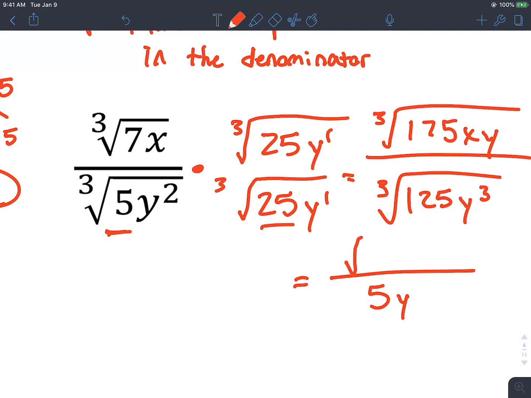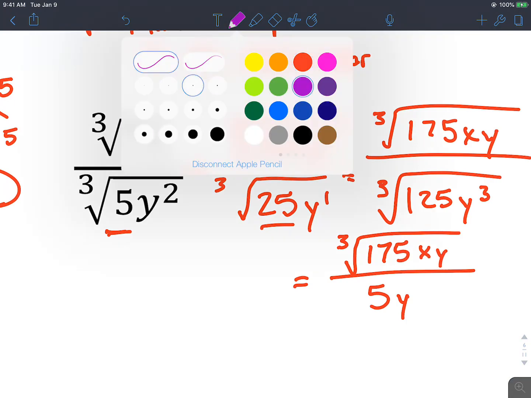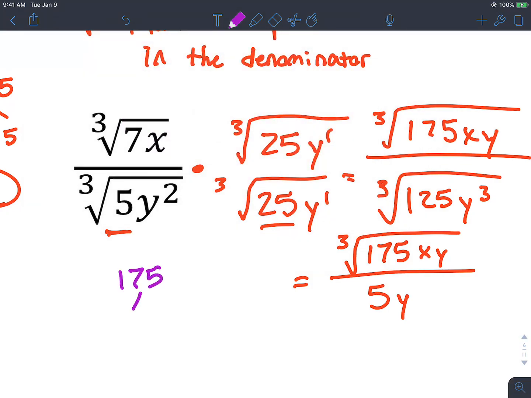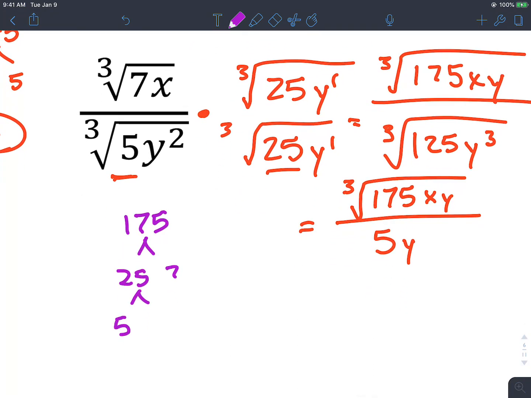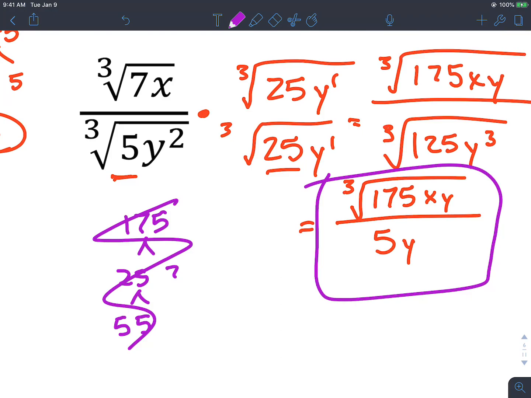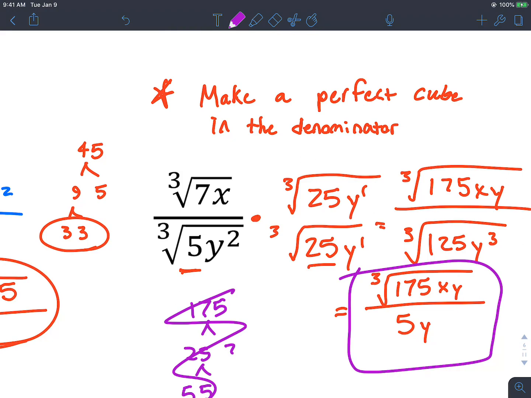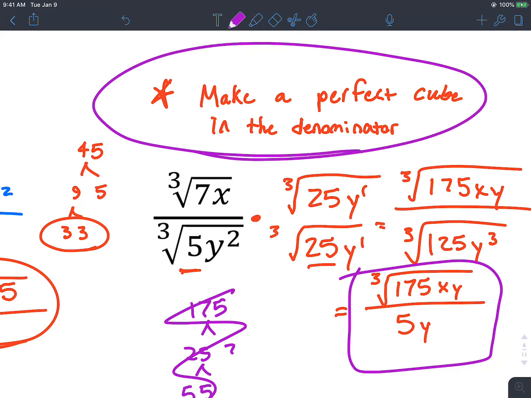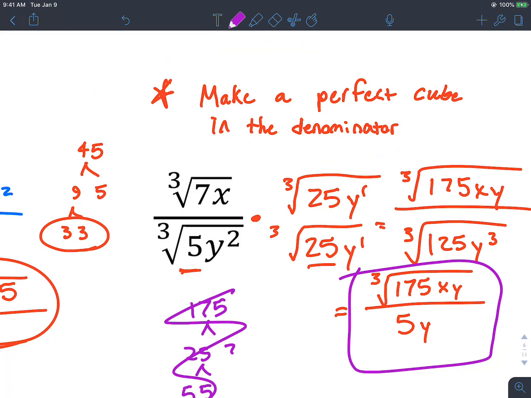All right, now the rest of the stuff here, I don't think you can simplify. So this is just going to be the cube root of 175xy. If you try to simplify 175, we already know it's 25 and 7, and 25 is 5 and 5, but there would be no group of 3 things, no trio right there, so we can't really simplify this. This is going to be your final answer. So those are the newest and the hardest type of questions here. You got to figure out, once again, what you need to multiply by to make a perfect cube in the denominator with this specific example.